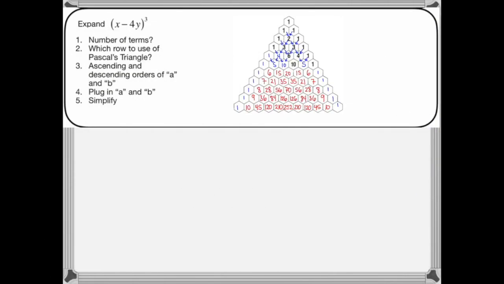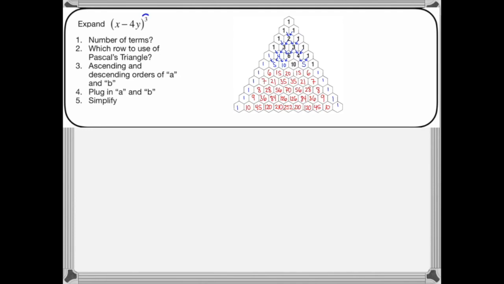Okay, let's take a look at how to navigate our second example here that has two different variables, an x and a y, and this business of a negative sign. So let's go ahead and run through the questions that we want to answer first.